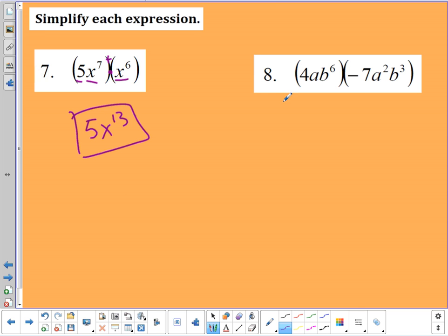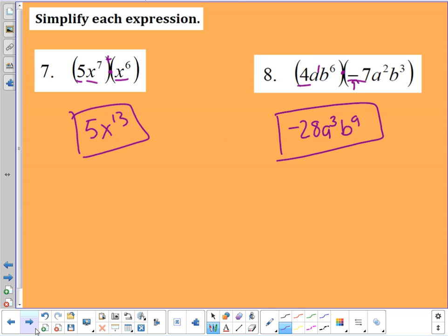In number 8, 4ab to the sixth times negative 7a squared b to the third. So I'm going to put my 4 and negative 7 together. 4 times negative 7 is negative 28. And then my a to the first times a squared, 1 plus 2 is 3, so that's a to the third. B to the sixth times b to the third, I have 6 plus 3, which is 9, so that's b to the ninth.